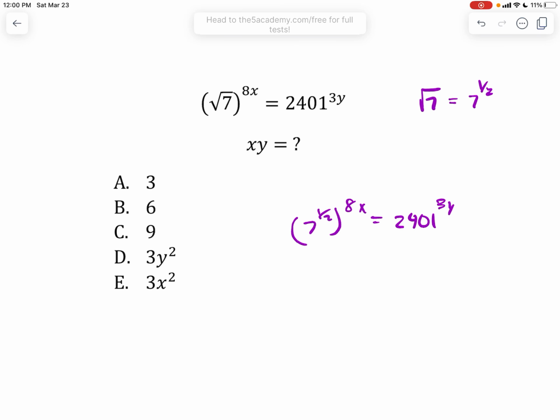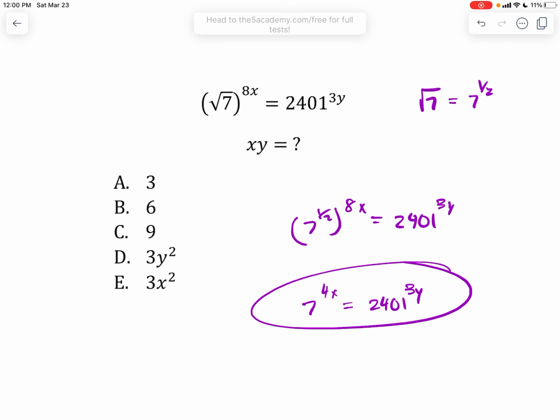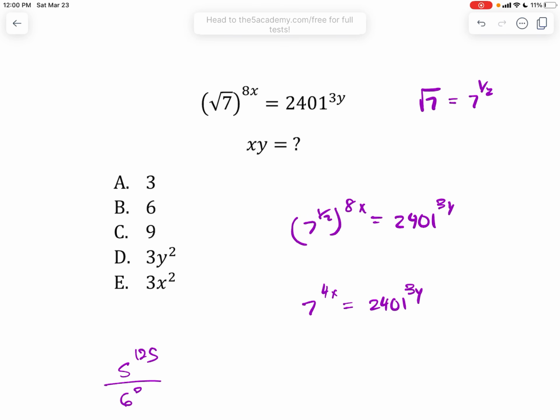Just so you know, if you want to understand the exponent rule a little better here, go to the problem 2 problems ago. I did this, and I also did it in the last problem. All right, so half times 8 gives you 7 to the 4x is equal to 2401 to the 3y. Now going back to that problem where I did 5 to the 125 over 625 to the 31, I ended up taking the new denominator and identifying that it has the same base of 5 as the numerator.